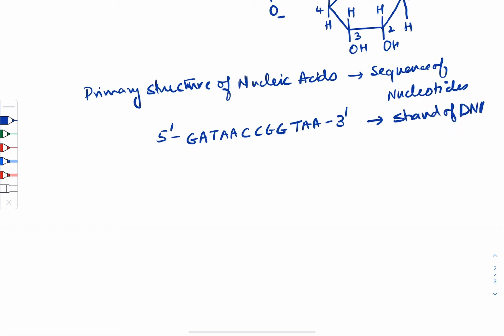Why? Because there's no uracil present. So if you had a strand of RNA, then there would be uracil present. So let's take an example. Let's say I have 3 prime, G, A, U, A, C, C, G, G, A, C, U, 5 prime.